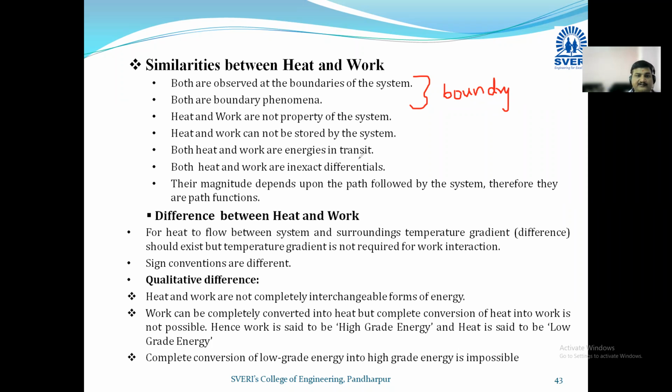ओके, now heat and work are not property of the system. These are not the characteristics. Okay, heat and work are not the characteristics of the system. जसं तुम्ही प्रेशर, व्हॉल्यूम, टेम्परेचर, एंट्रोपी, these things we can measure. Heat and work also we can measure, but these are not the properties of the system. Heat and work cannot be stored by the system.